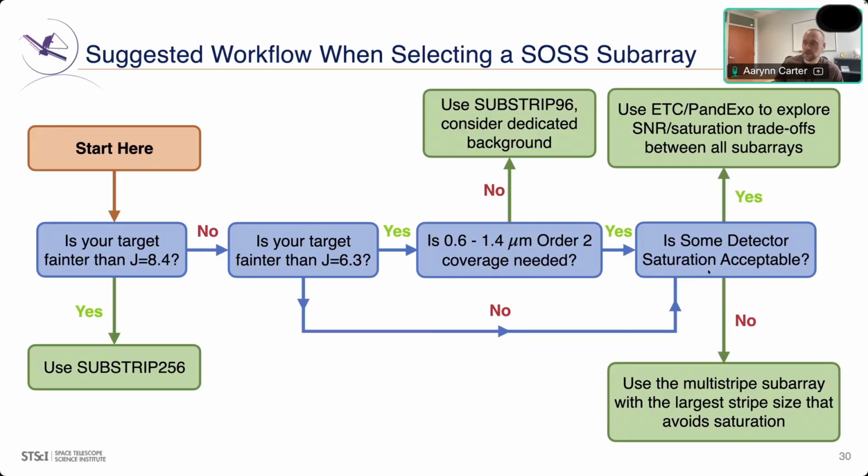And if you know, alternatively, that you don't want any saturation at all, you just want a nice clean observation, then you want to use the largest multi-stripe subarray with the largest stripe size that avoids any saturation for you. So again, this will be recorded. You don't need to remember this off the top of your head, but this is a nice flowchart to use if you are wondering which subarray to pick.